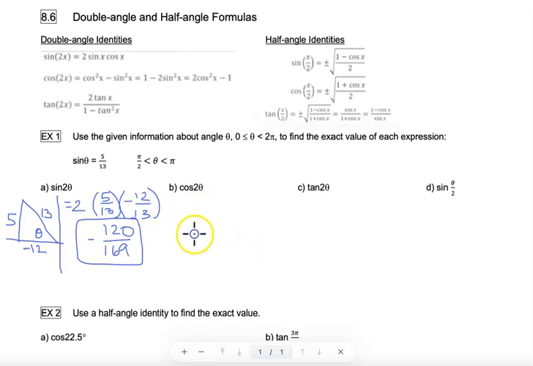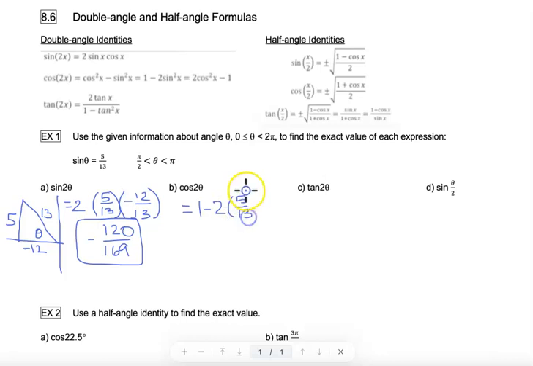Now, cosine 2 theta, we've got several different choices, and it really doesn't matter what choice you make. I usually choose the one that doesn't deal with negatives if I can help it. So I'm going to choose the 1 minus 2 sine squared theta, because sine theta is what we were given. I know that it's right. I didn't calculate it myself. So there's just less of a chance of mistake if you use what they're giving you.